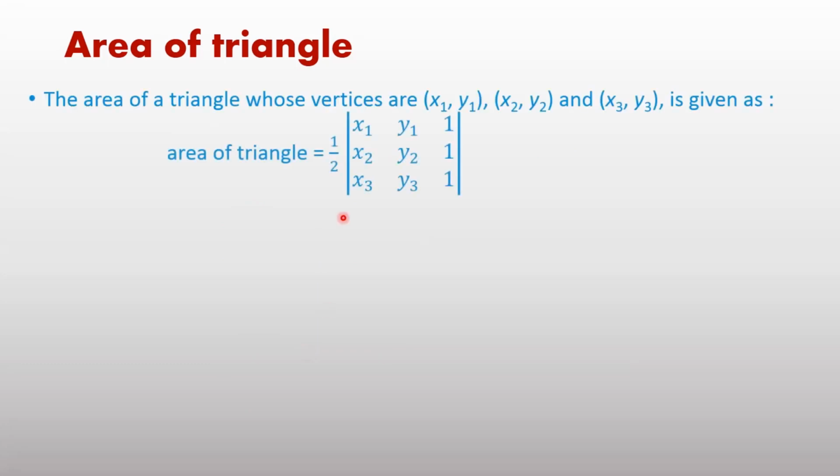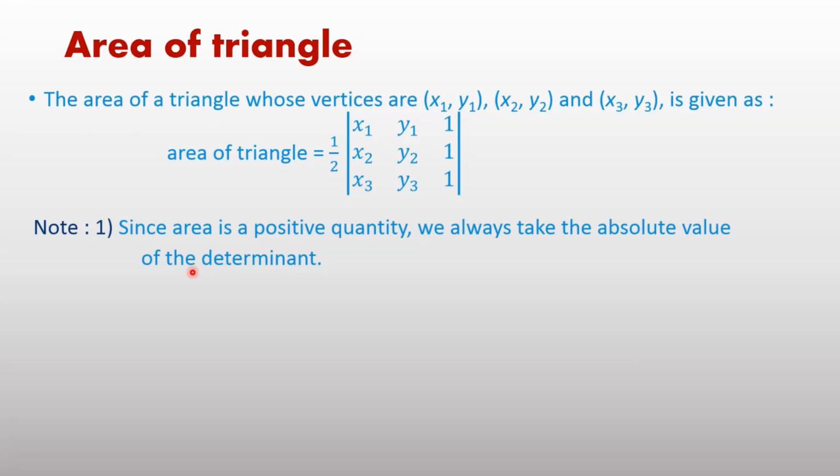Means if coordinates of 3 points are given, the area of triangle formula you can apply as follows: write down the coordinates of the first point, taking the first and second column, x1, y1, second point x2, y2, third point x3, y3, and the third column 1, 1, 1. If you expand it, you will get the area of the triangle.